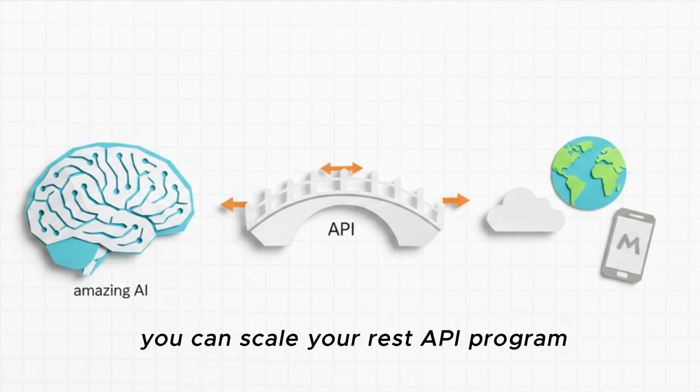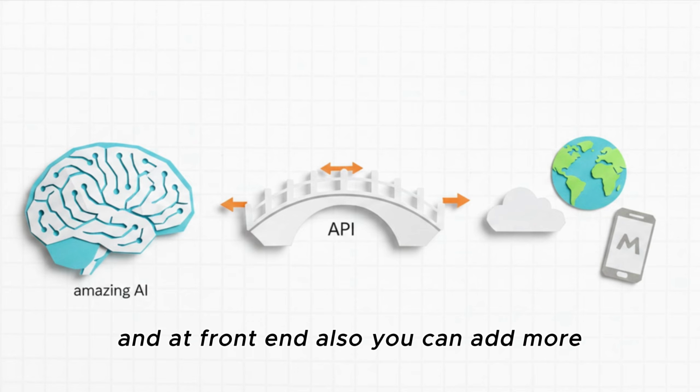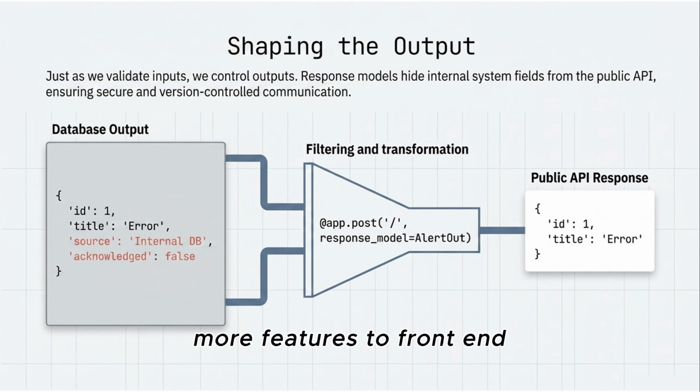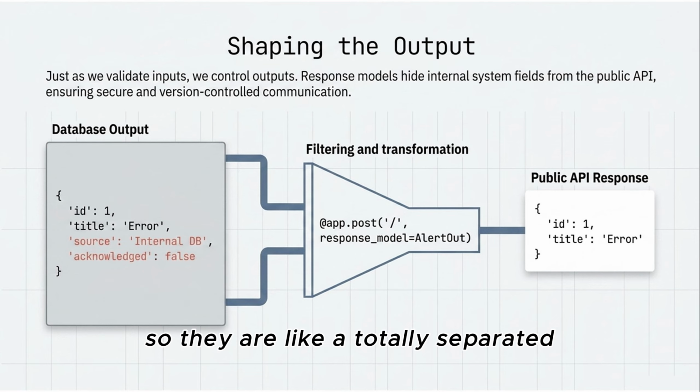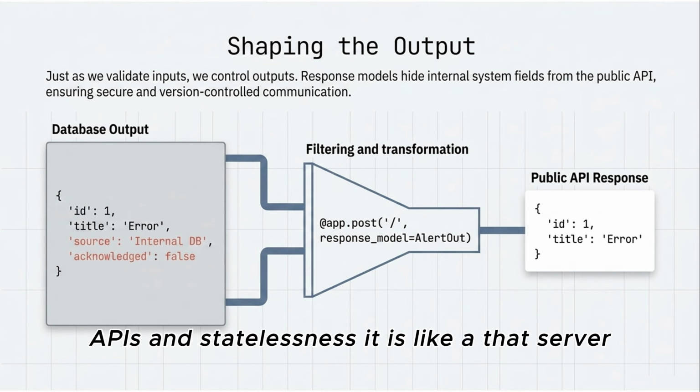So you can scale your REST API program. You can add new features to your REST API, and at the front end also you can add more modules, more pages, more features. So they are totally separated, but they are connected using these REST APIs.